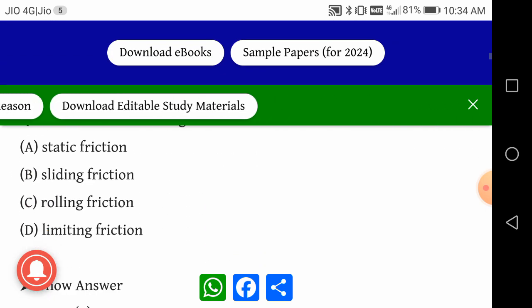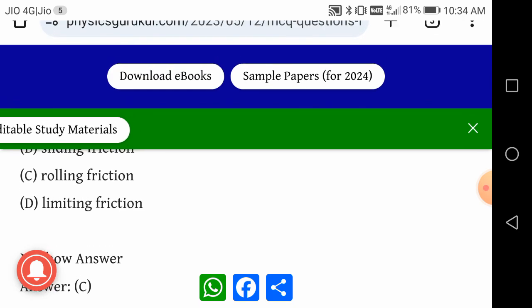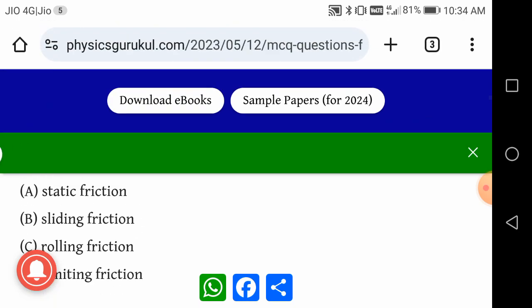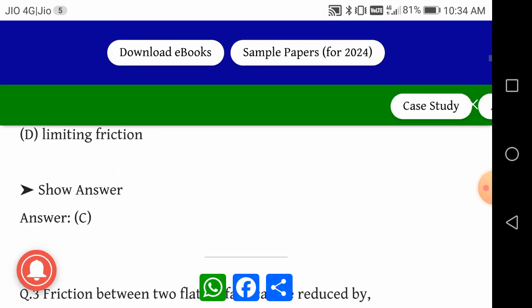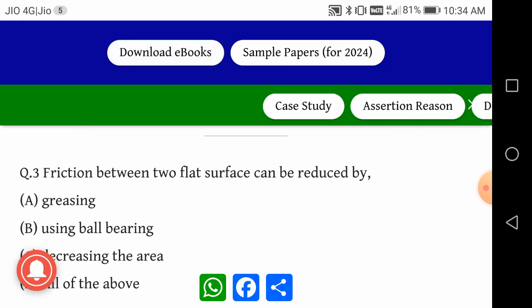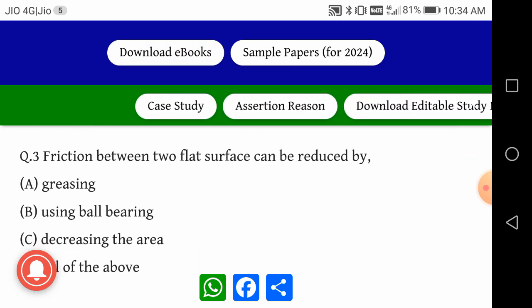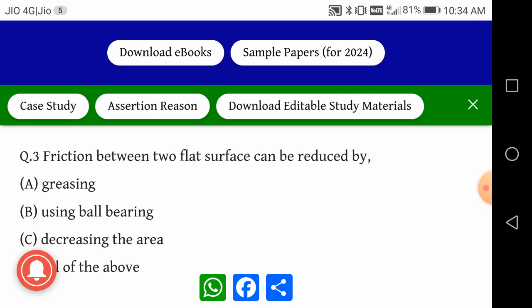Which of the following is the least? It is the rolling friction, because there is only point contact in the rolling friction. Sliding friction, because there is a line contact, it will be more.